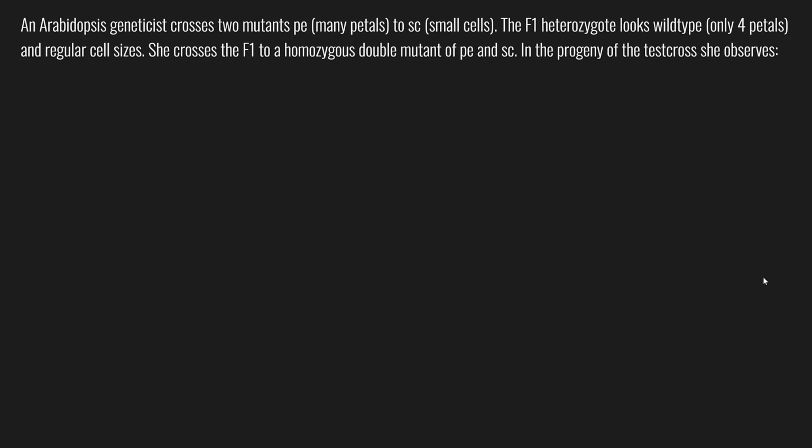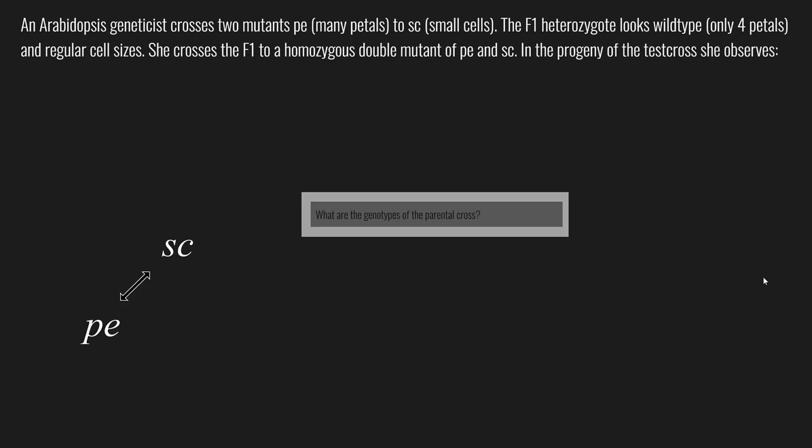It says that an Arabidopsis geneticist crosses two mutants: PE, which stands for many petals, to a mutant for the gene SC, which stands for small cells. And the F1 heterozygote looks wild type. So what this means is that the reason they cross the PE with the SC parental breed to create an F1 was to determine the dominance of the different alleles that are in play.